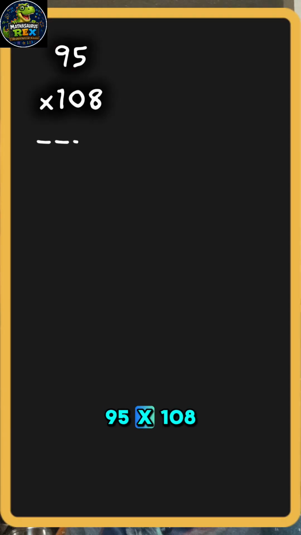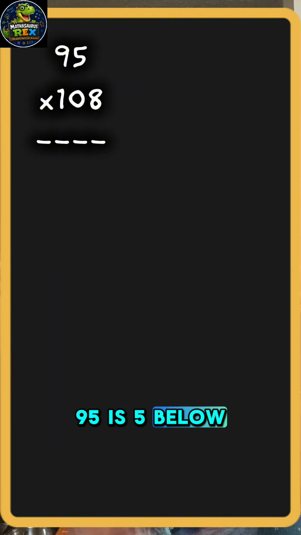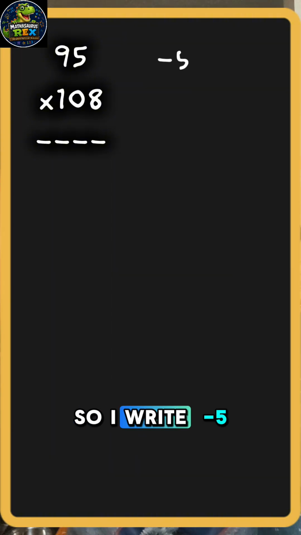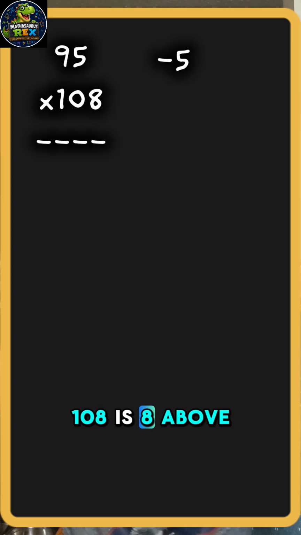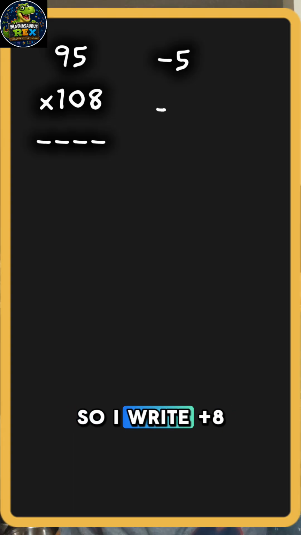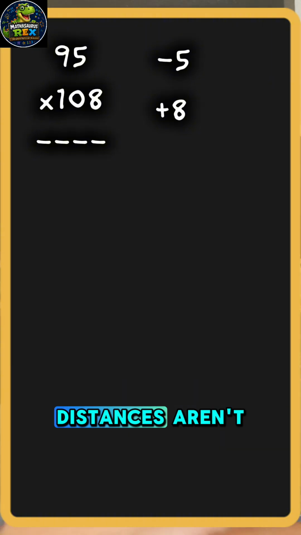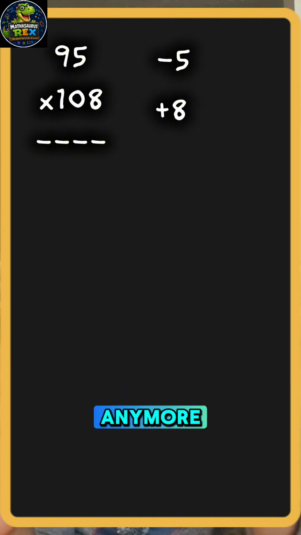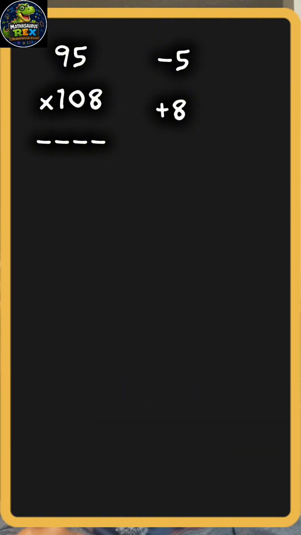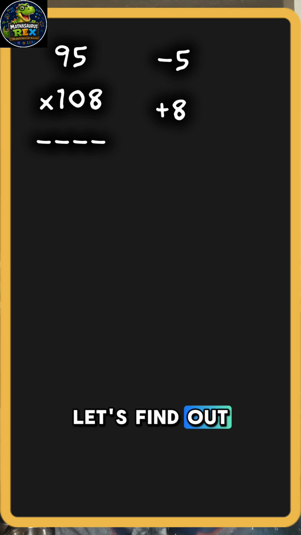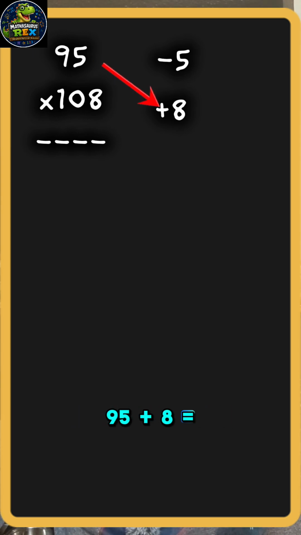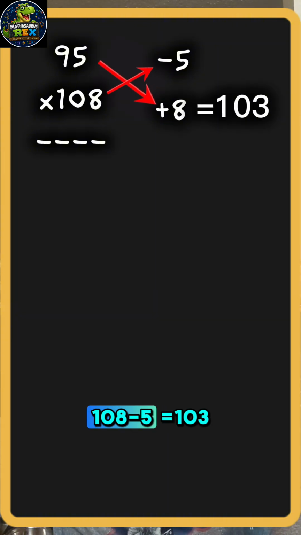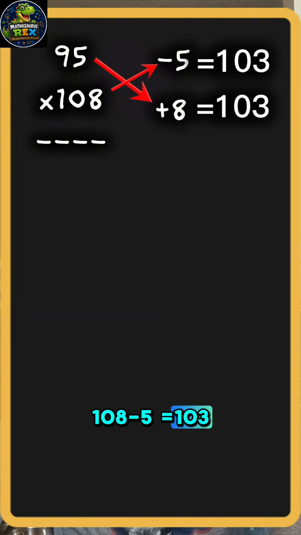Okay, now let's make it harder. 95 times 108. 95 is 5 below 100, so I write negative 5. 108 is 8 above 100, so I write positive 8. Wait a minute, the distances aren't the same anymore. You think the trick still works? Let's find out. Cross add: 95 plus 8 equals 103. 108 minus 5 also equals 103.